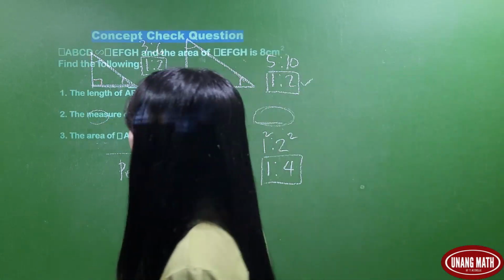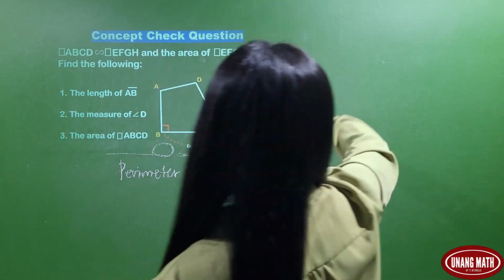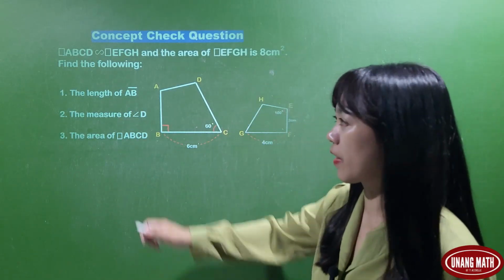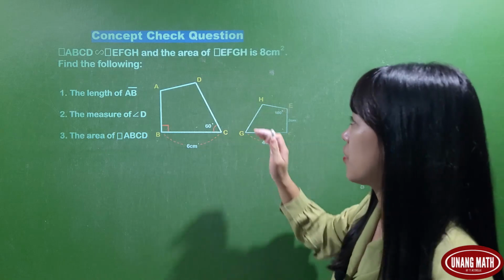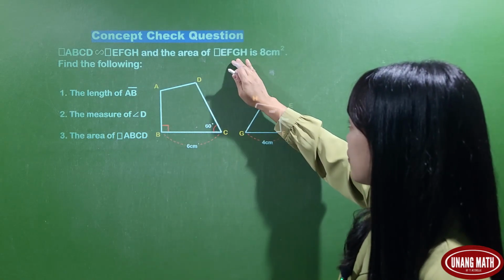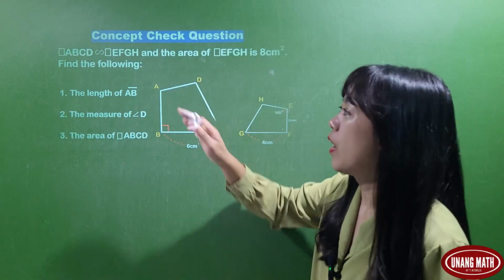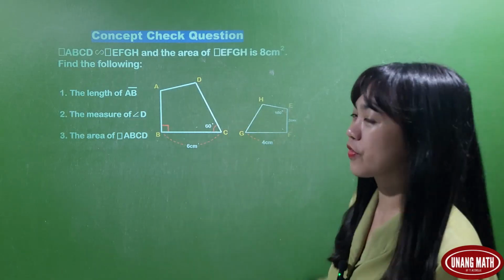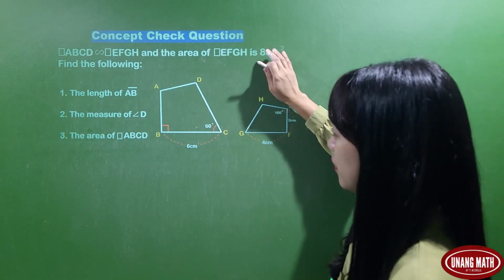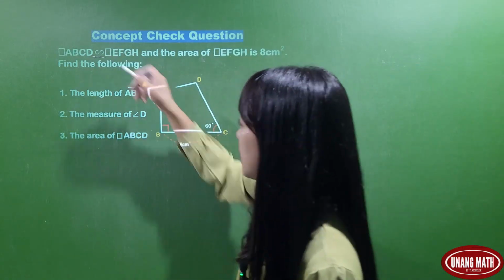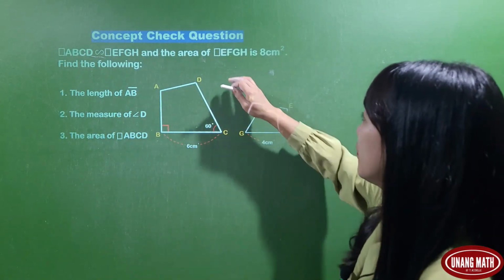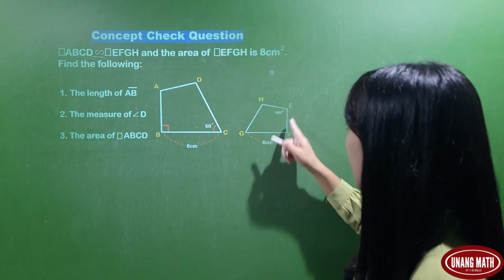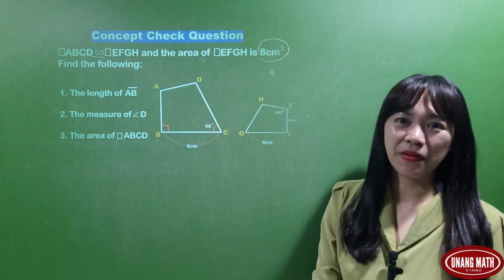Let's give another example by answering this concept check question. Quadrilateral ABCD is similar to quadrilateral EFGH, and the area of quadrilateral EFGH is 8 square centimeters. We are going to find the following. Let's take a look at these two figures. According to this example, these are similar figures. It's given that the area of quadrilateral EFGH, or this quadrilateral, is 8 square centimeters.